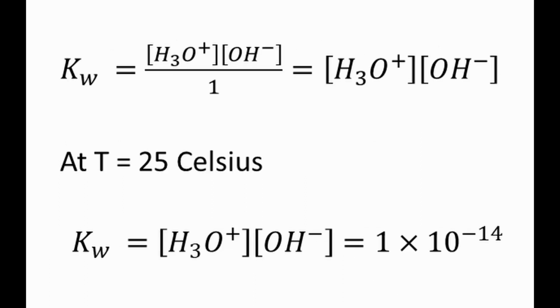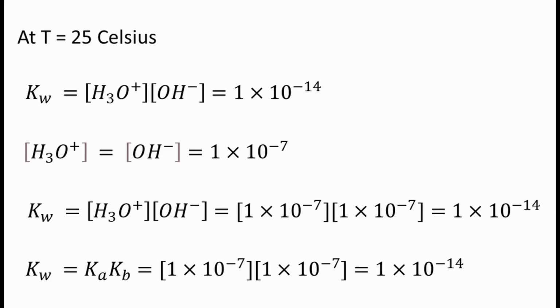Now at a room temperature of 25 degrees Celsius, Kw is 1 times 10 to the negative 14. So at 25 degrees C, we write Kw as hydronium times hydroxide equals 1 times 10 to the negative 14. If the water at 25 degrees Celsius is neutral, neither acidic nor basic, then the concentration of hydroxide ions and hydronium ions will be equal. And both ions will have concentrations equal to 1 times 10 to the negative 7th moles per liter.